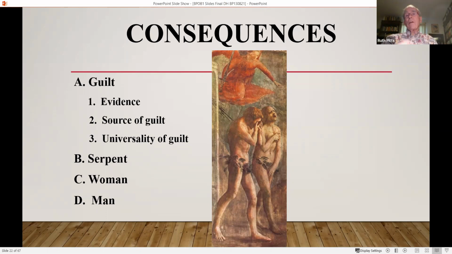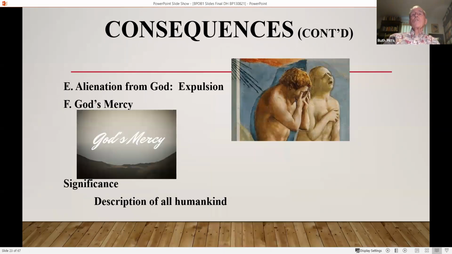But carry on, Dan. So we have alienation from God. That's the expulsion. But we also have God's mercy that is very clear in this account because God does not destroy these people.